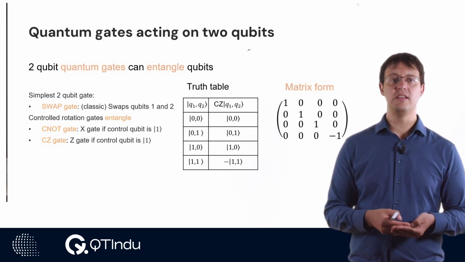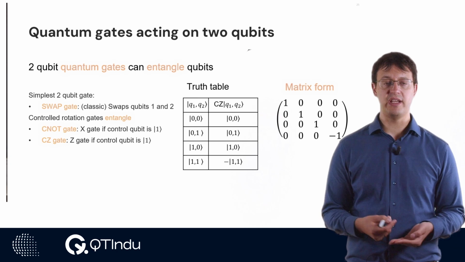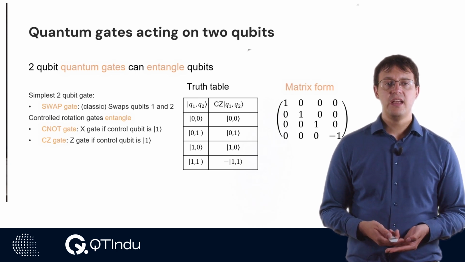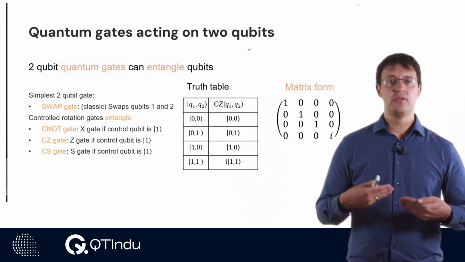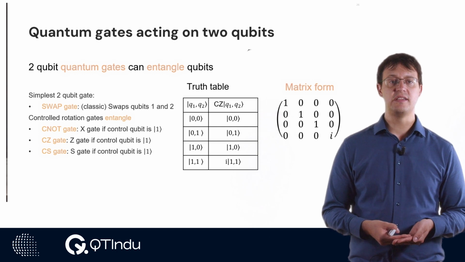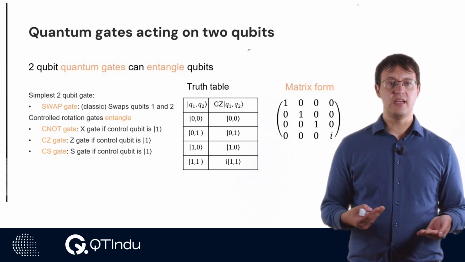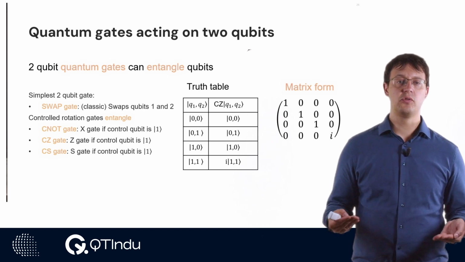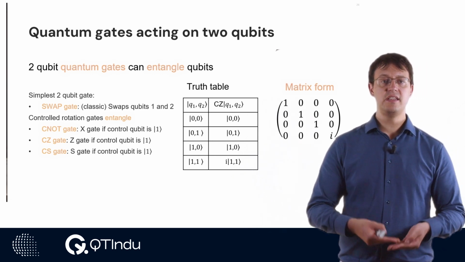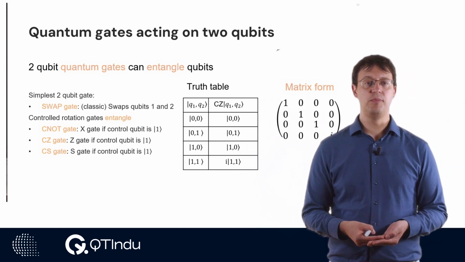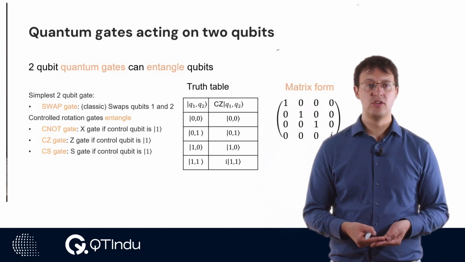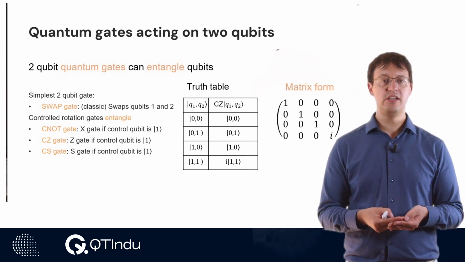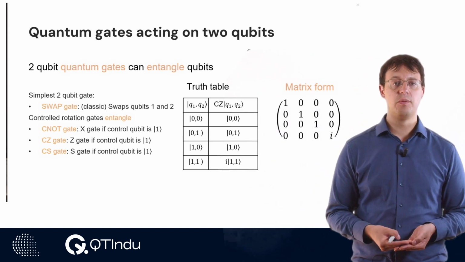Like the CNOT gate, this is also a gate which can generate entanglement. There's one last gate we also need to look at, and this is the CCZ gate. This gate is of special importance because it's a so-called non-Clifford gate. And this gate can be used to create a so-called Toffoli gate, a three-qubit gate which is an integral part of many quantum algorithms.